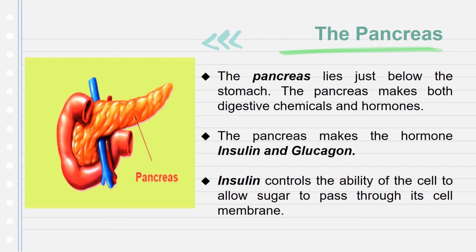The pancreas. The pancreas lies just below the stomach. The pancreas makes both digestive chemicals and hormones. The pancreas makes the hormones insulin and glucagon. Insulin controls the ability of the cell to allow sugar to pass through its cell membrane.